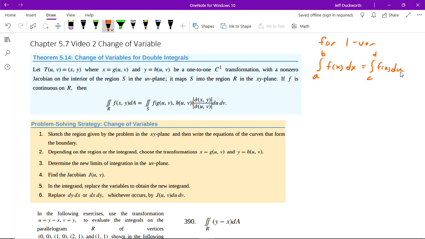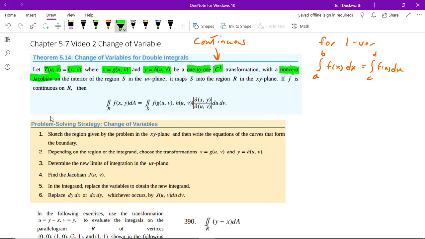So our theorem above says let our function T of (u,v) equal (x,y), where x is defined as the function g of (u,v), and y will be h of (u,v). It has to be 1-to-1, and this C1 just means continuous. It's a transformation with non-zero Jacobian. Non-zero, it's going to be a positive number because we're going to take the absolute value of it anyway.